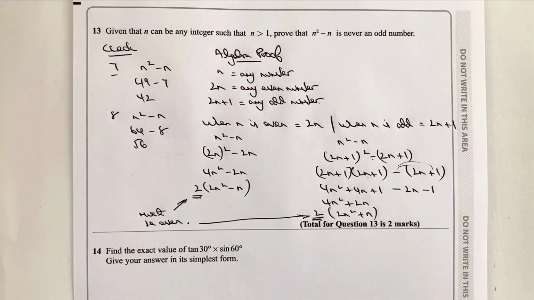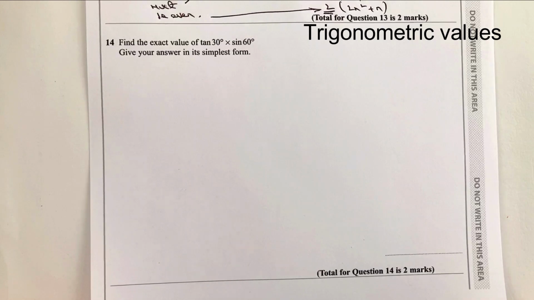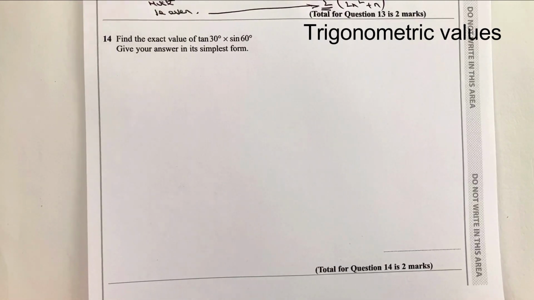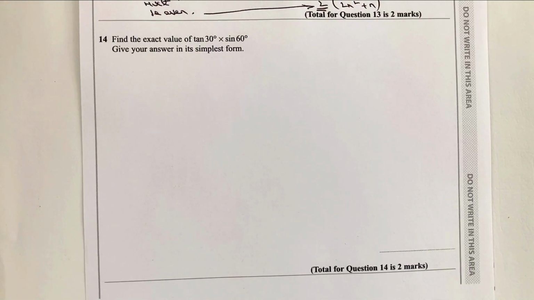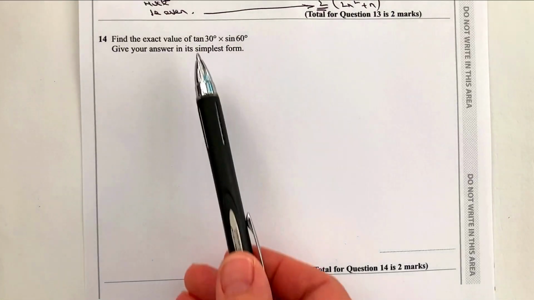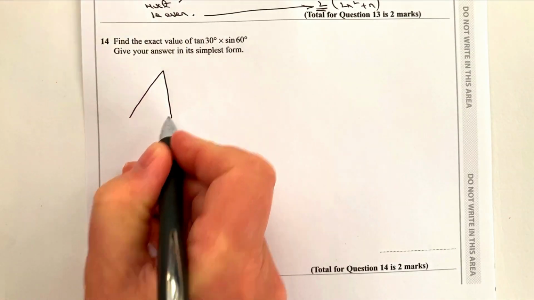Okay, let's have a look at number 14 then. So find the exact value of tan 30 times sine 60. Well, there's a couple of different options here. You can either remember these values, or what might be useful is we need to bear in mind this is a non-calculator paper.